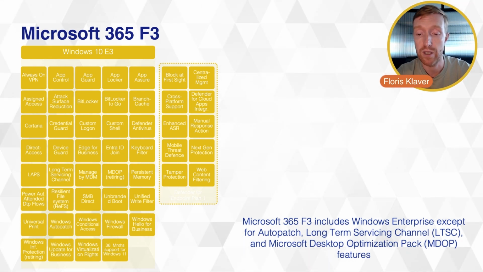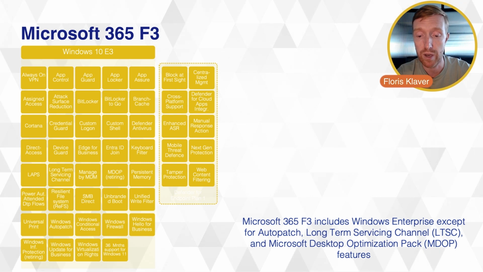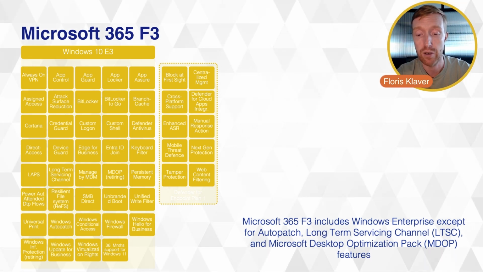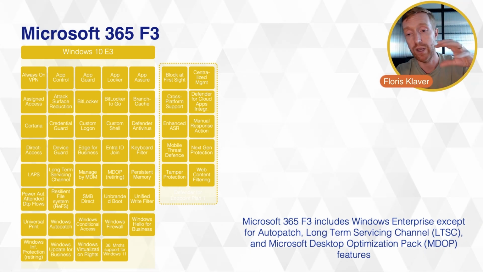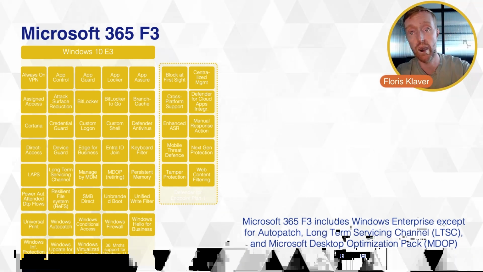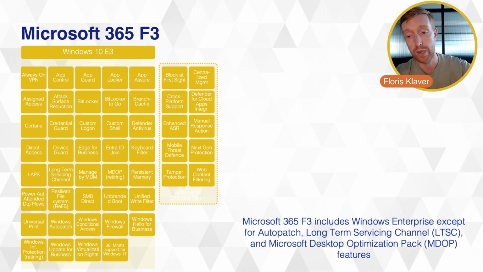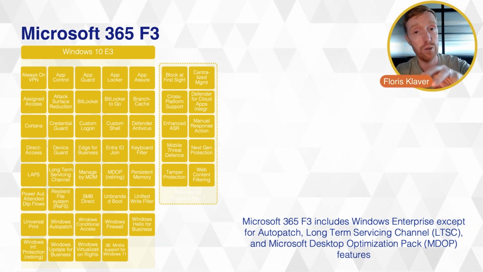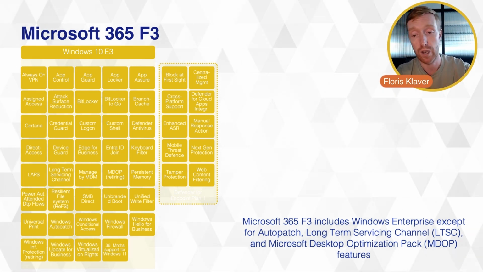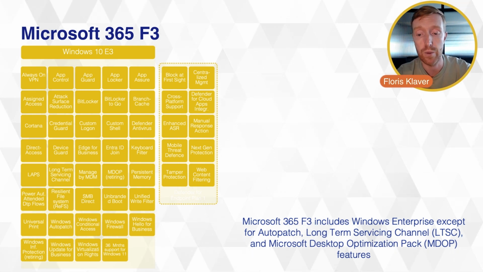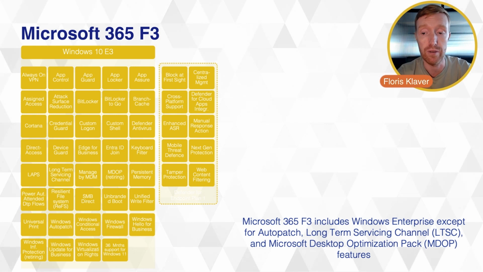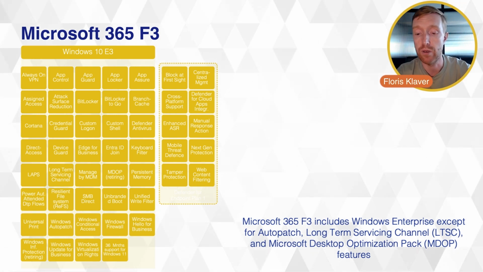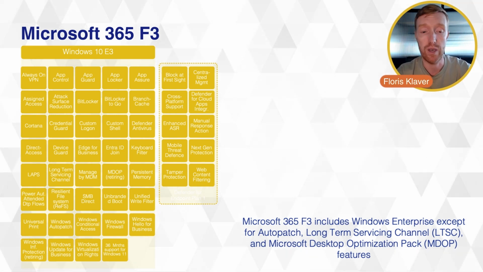So Microsoft 365 F3 includes Windows Enterprise, but you don't get Autopatch, you don't get the long-term servicing channel, which means that you can only install the current branch. So you always need to make sure that the device using this installation is always up to date with the latest Windows OS. And you don't get any MDOP features, but that last one is a bit of a strange one because MDOP is going to be retired at some point in the coming year.